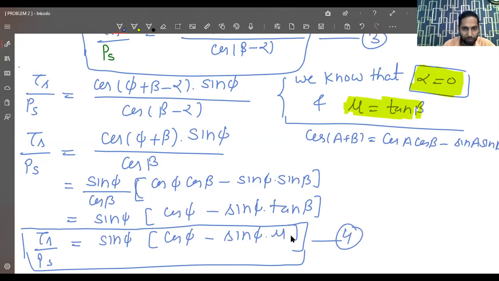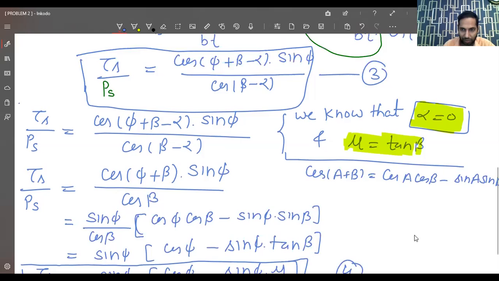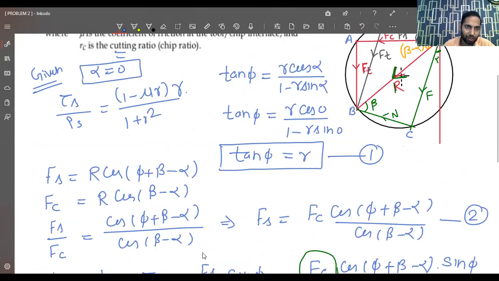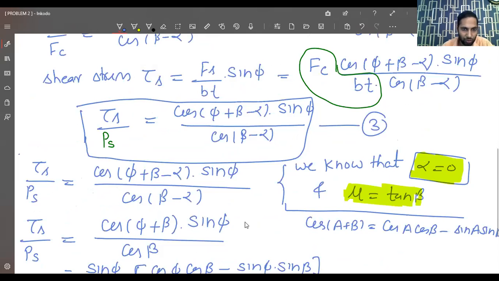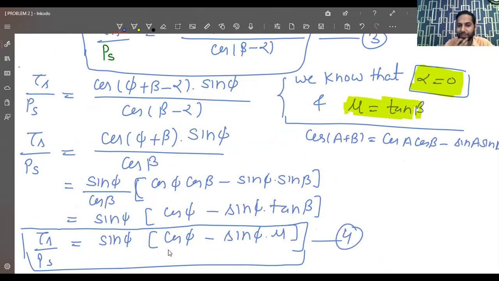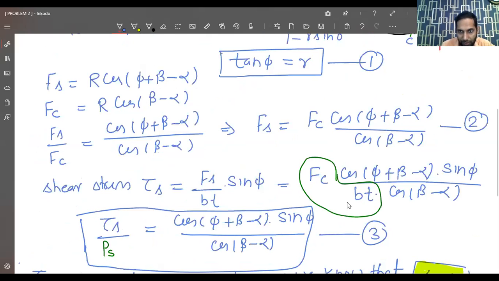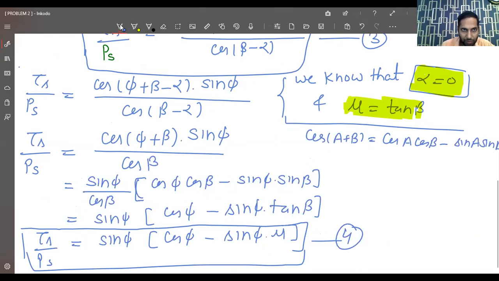Okay, now we have reached here, but we have to reach the answer that we need, which is 1 minus mu r upon 1 plus r square. So I can put in place of r tan phi. Okay, so now I have to make all this in terms of tan phi. Clear hai?